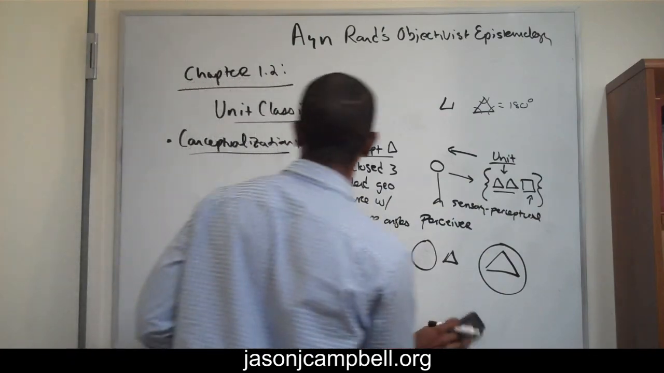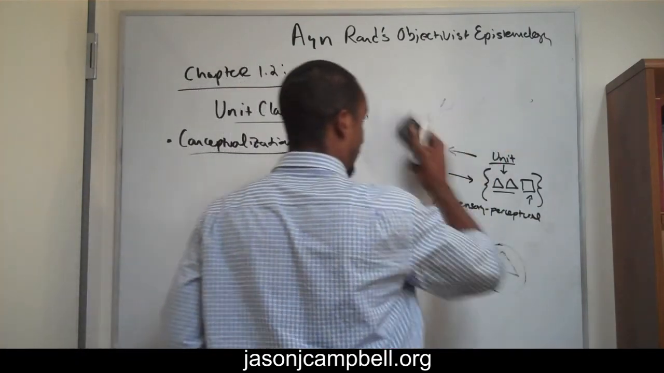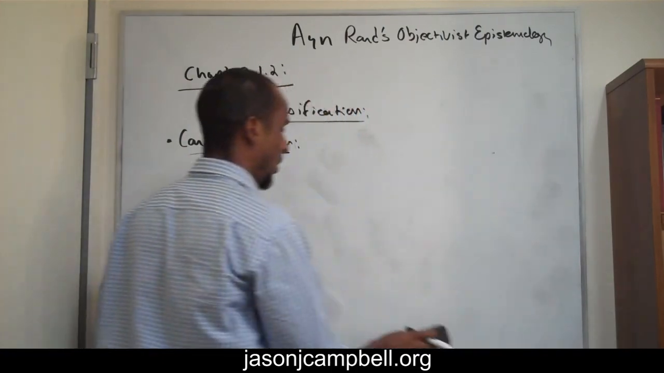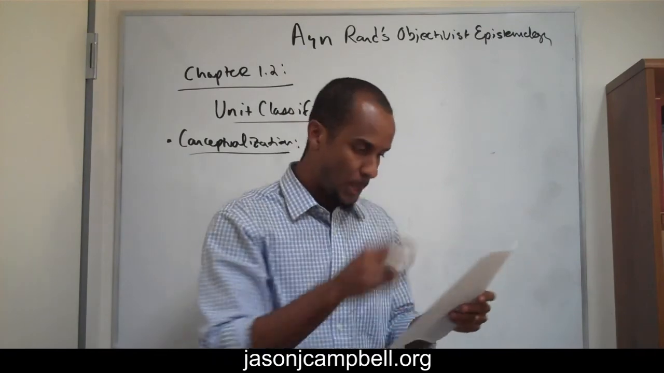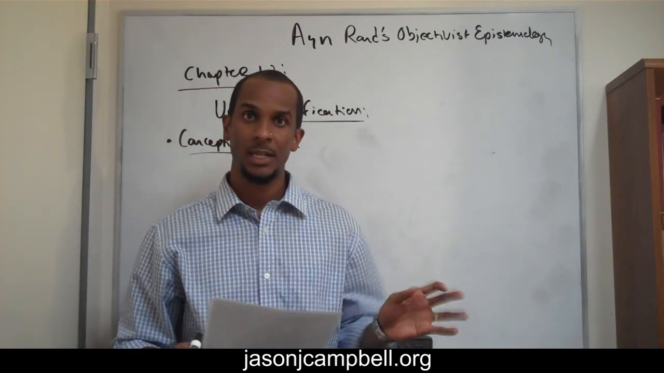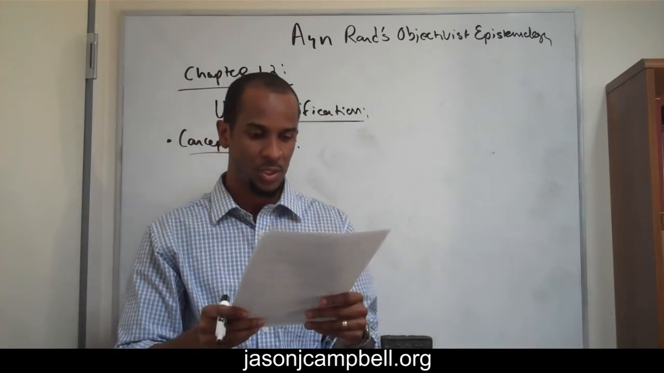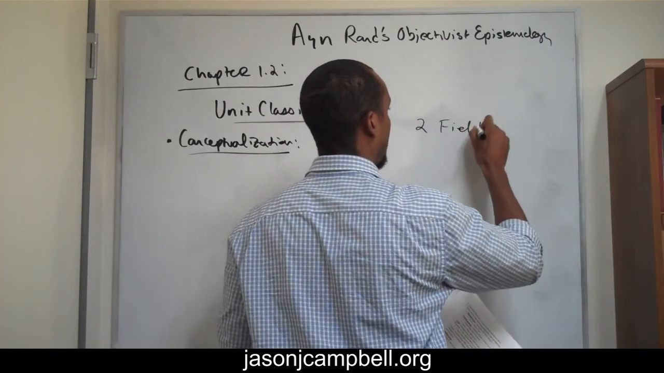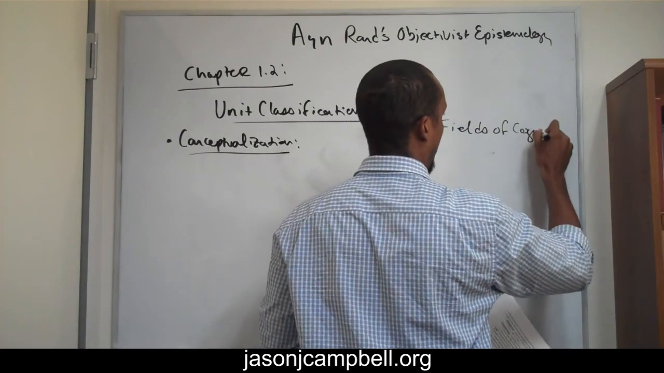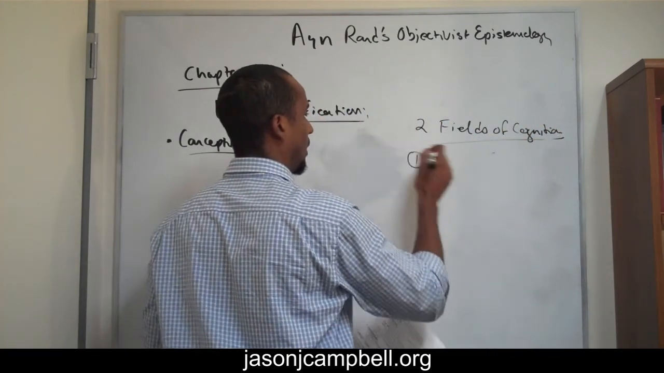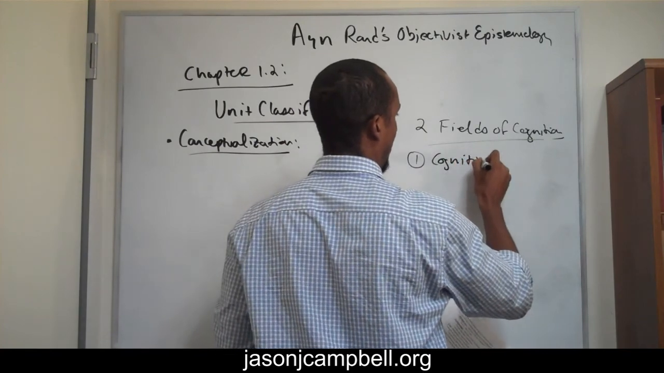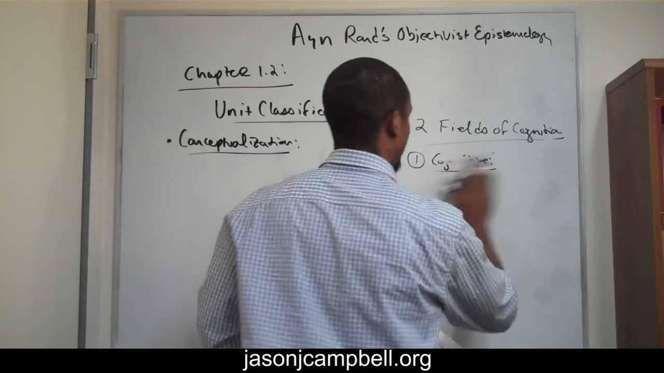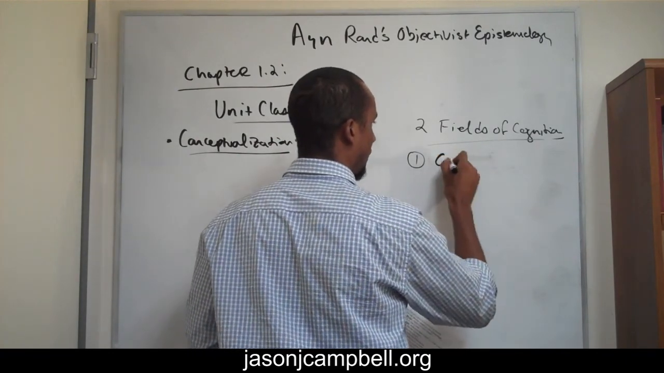So for Rand, we have two fields of cognition. Right? We have two fields of cognition. The first field is conceptual. So the first is cognitive or cognition, right? Sorry, conceptual. It means the same thing, but I don't want to jump the gun.